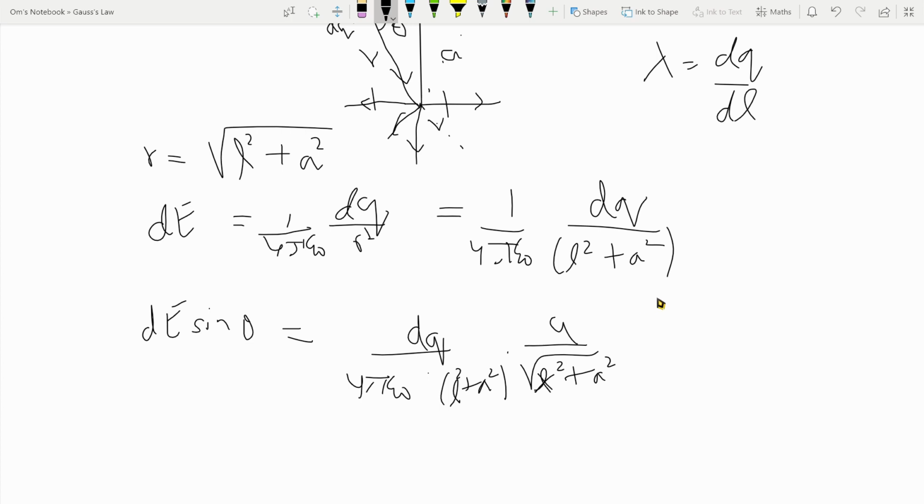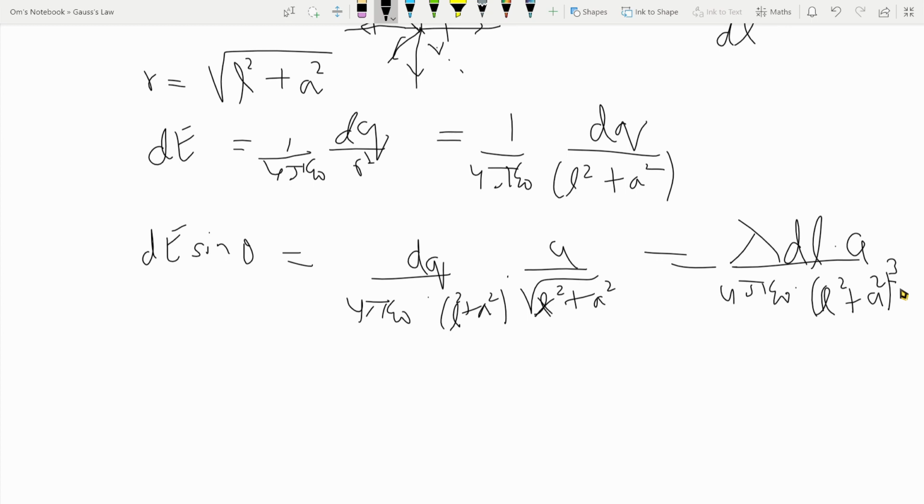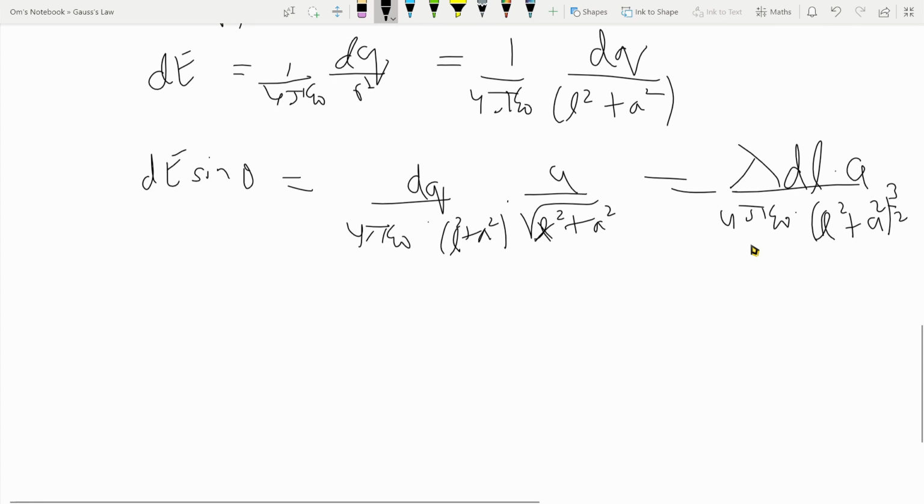And dq can be written as lambda dl. So this can then be written as lambda A dl by 4 pi epsilon naught into L square plus A square raised to 3 by 2. And this is the actual expression that we have to integrate. As you can see, this isn't a very elementary integral. You'll have to rely on a few trigonometric substitutions, so we'll do that now.